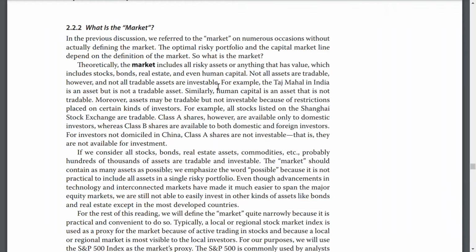Theoretically, the market includes all risky assets, or anything that has value, which includes stocks, bonds, real estate, and even human capital. Not all assets are tradable, however, and not all tradable assets are investable. For example, the Taj Mahal in India is an asset, but it is not a tradable asset. Similarly, human capital is an asset that is not tradable. Moreover, assets may be tradable but not investable.